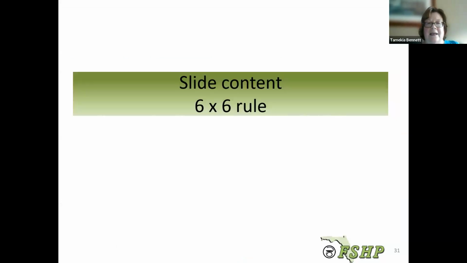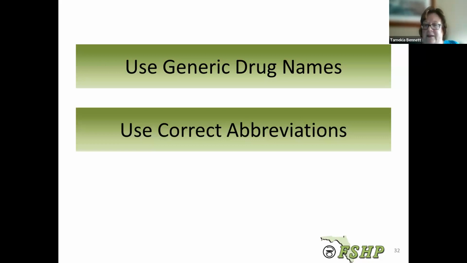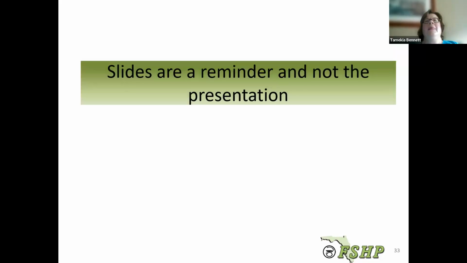We talked about the slide content and the 6 by 6 rule. For the students, always make sure you use generic names when you talk about the patient's drug therapy in the hospital. Always give a complete order and use appropriate abbreviations, like you don't use U for units. This is all kind of old stuff. Use correct abbreviations.